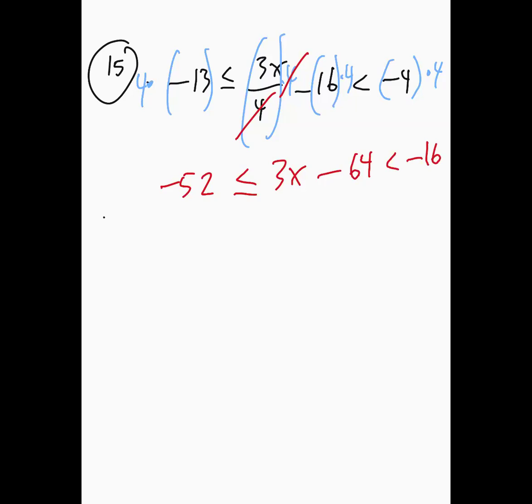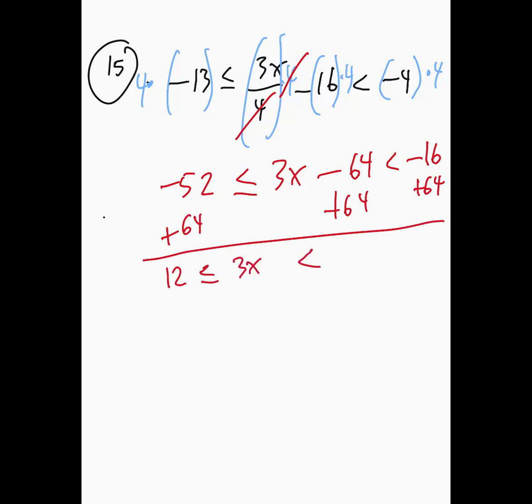Now don't forget to add it to all 3 sides, because we're dealing with a problem that has 3 different sides. So negative 52 plus 64 is 12, like the 12 apostles. Negative 16 plus 64 is 48, like the 48 states. Divide by 3 on all 3 sides.